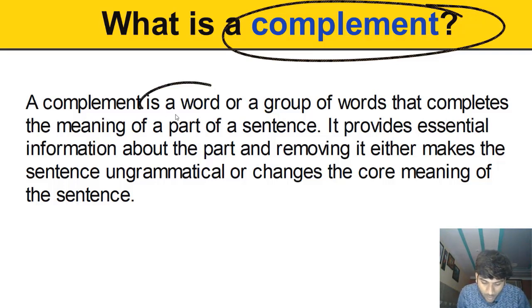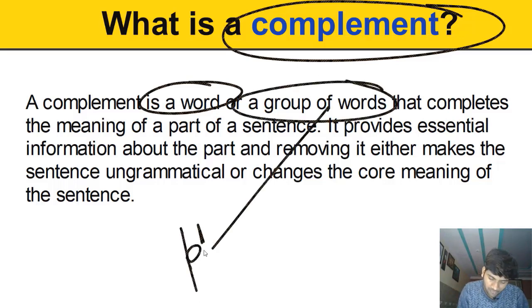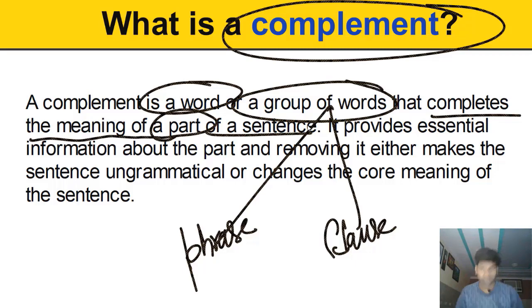A complement is a word, or a group of words, which means it can be a phrase, a group of words, or a clause. All right, it can be a phrase or a clause. So it's a word, or a group of words, that could be a phrase or a clause, that completes the meaning of a part of a sentence. Look at the word complement. So it is a word, just one word, or a group of words, more than one word, right, that completes the meaning of a part of a sentence, that gives essential information about it. So it provides essential information about the part it complements, right?